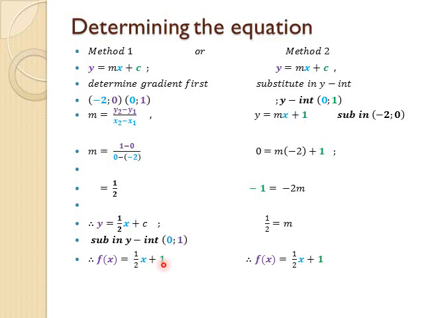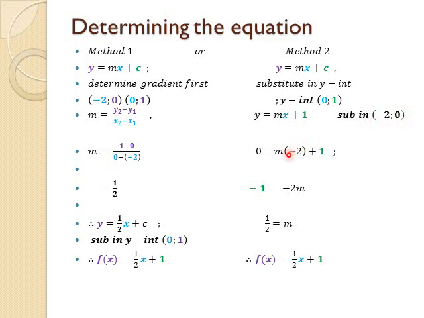Can also do it vice versa. So method 2, we write down the general equation, y equals mx plus c, and we first substitute in the y-intercept. So the y-intercept is straight out my c value, right? So c there is 1, so in the equation I put 1. Then I substitute in the other point given, (-2, 0). So in the place of x, I have -2. In the place of y, I have 0.